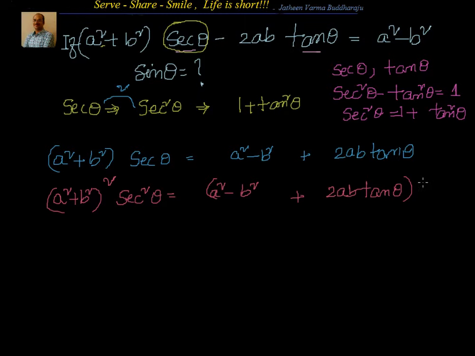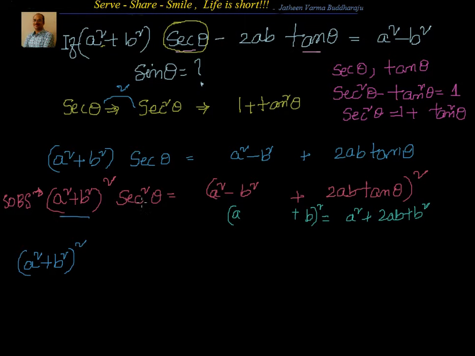If we square it on both sides, we also call it SOBS. We just do squaring on both sides. We will have (a square plus b square) whole square secant square theta equal to a square minus b square plus 2ab tan theta whole square. Now this is in the form of (a plus b) whole square. You know the formula for (a plus b) whole square, which is equal to a square plus 2ab plus b square. So let's simplify that and write down the next step. Our next step will be (a square plus b square) whole square.